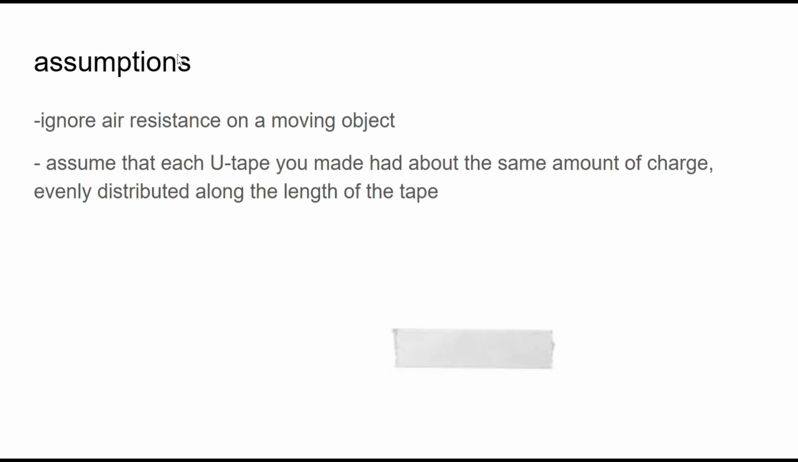So these are some assumptions we're making. We're ignoring the air resistance on a moving object. We're assuming that each tape we made had about the same amount of charge, evenly distributed along the length of the tape, and this is just an example of a strip of tape that we would use in the lab.